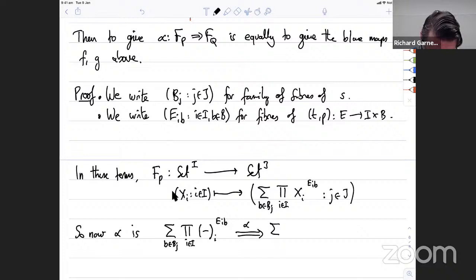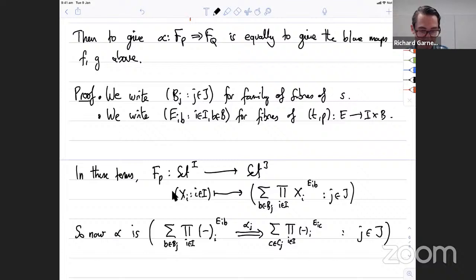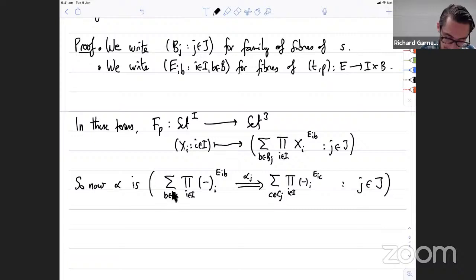So c in C_j, product over i in I, blank sub i to the e_ic. Okay, and it's a family of such things indexed by j in J. It's a natural transformation between functors into Set to the J, and that's just the same as a J-indexed family of natural transformations between the components. So it's just a bunch of natural transformations like that. And let's just transform that repeatedly.